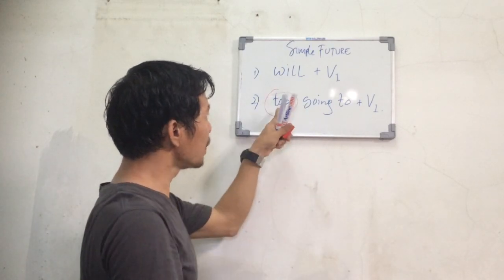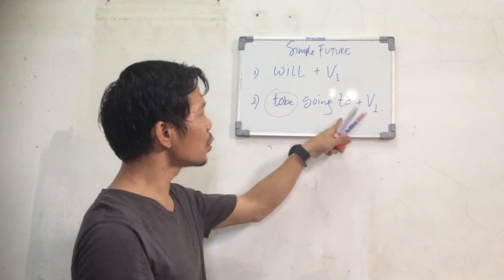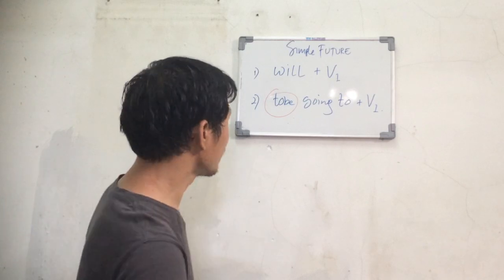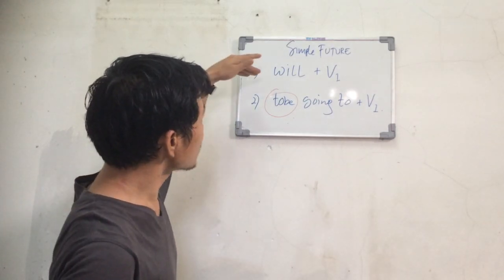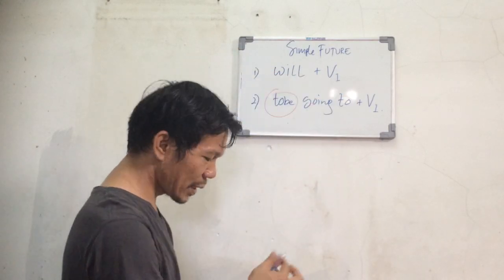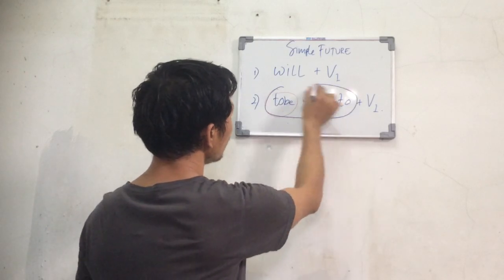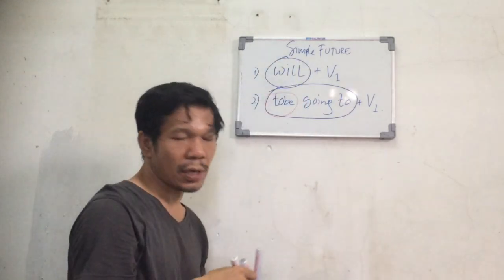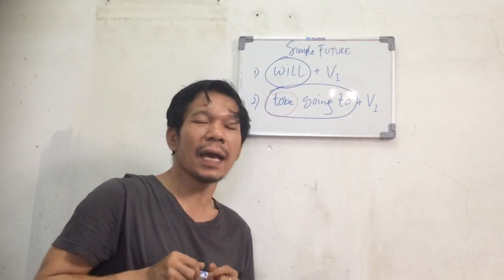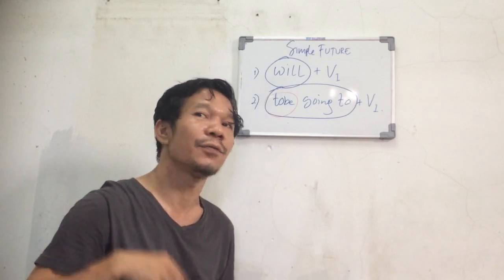I am going to go to your house tonight. Here "am" is the to be and the subject is I. So the first question: what is the difference between will and to be going to? This is the same in Bahasa Indonesia. To be going to and will are both translated into "akan." The action will be happening, will happen in the future.